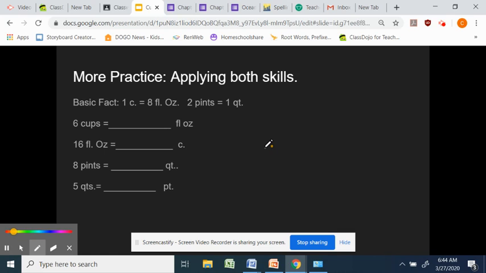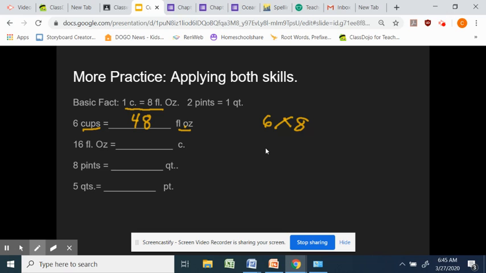All right, so here we go. Let's look at this. Cups into fluid ounces. I know that a cup is a larger unit of capacity compared to a fluid ounce. So my basic fact is right there. Larger to smaller unit, that means I'm going to multiply. So 6 times 8 is 48.